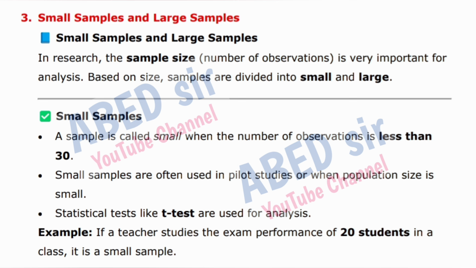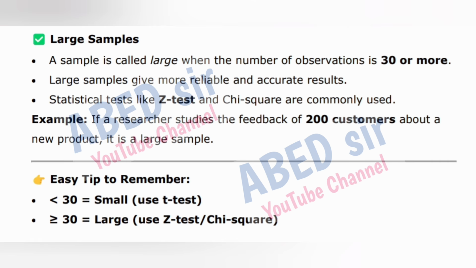Small samples are often used in pilot studies or when population size is small. Statistical tests like t-test are used for analysis. Example: if a teacher studies the exam performance of 20 students in a class, it is a small sample. Large samples. A sample is called large when the number of observations is 30 or more.